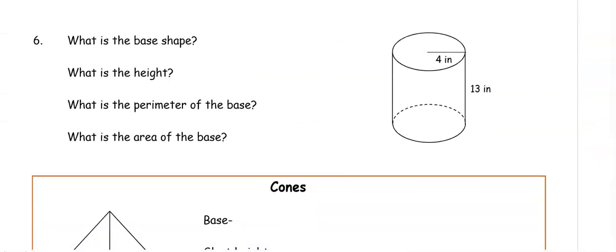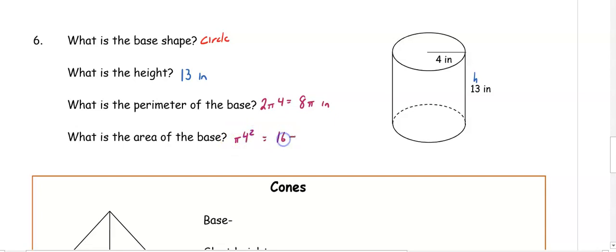So in number 6, what is the shape of the base? So the shape of the base is a circle. What is the height? Well, the height's the distance between the two bases. So the height would be 13 inches. What is the perimeter of the base? Well, because the base is a circle, your perimeter is going to be the circumference. So our perimeter is 2 pi times 4, which would get us 8 pi inches. The area of the base then is the area of the circle, which is pi r squared, so pi 4 squared, which would be 16 pi inches squared.